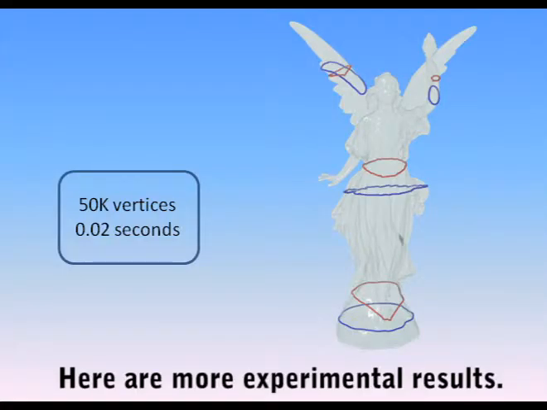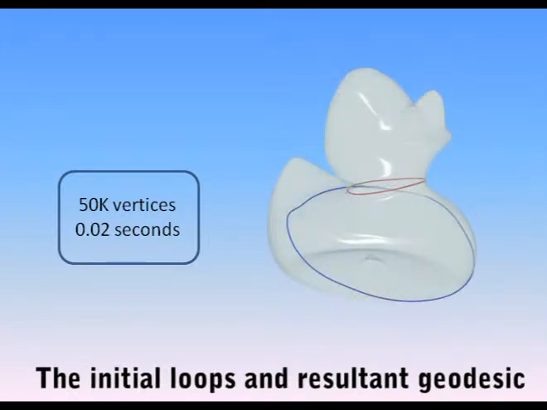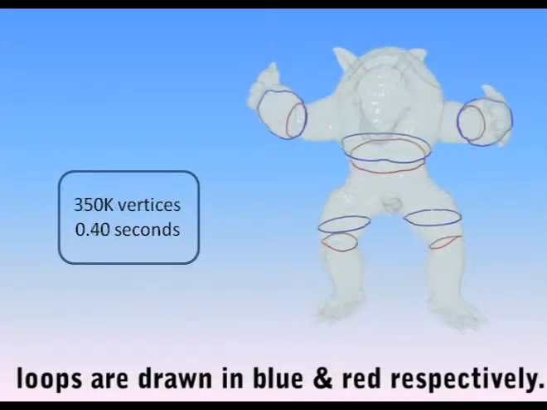Here are more experimental results. The initial loops and resultant geodesic loops are drawn in blue and red, respectively.